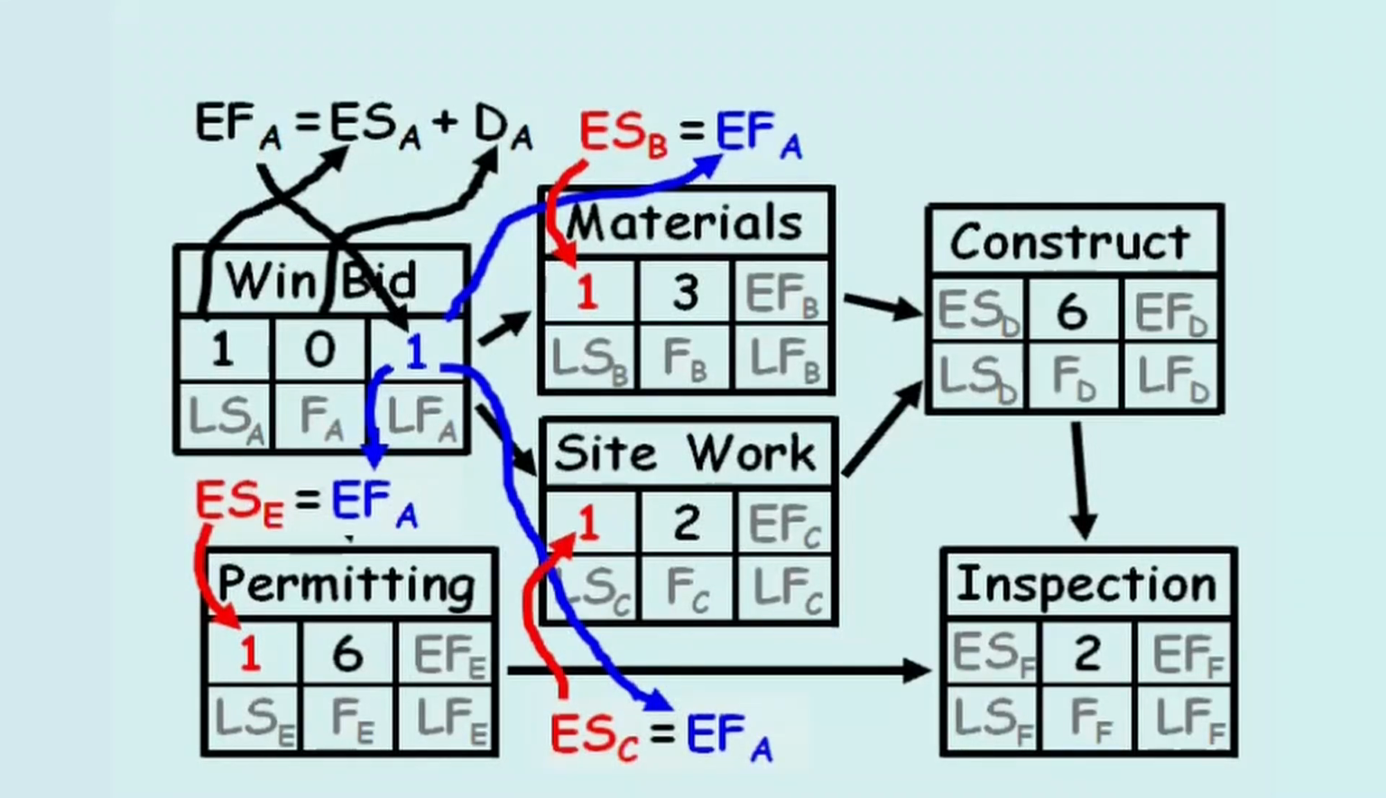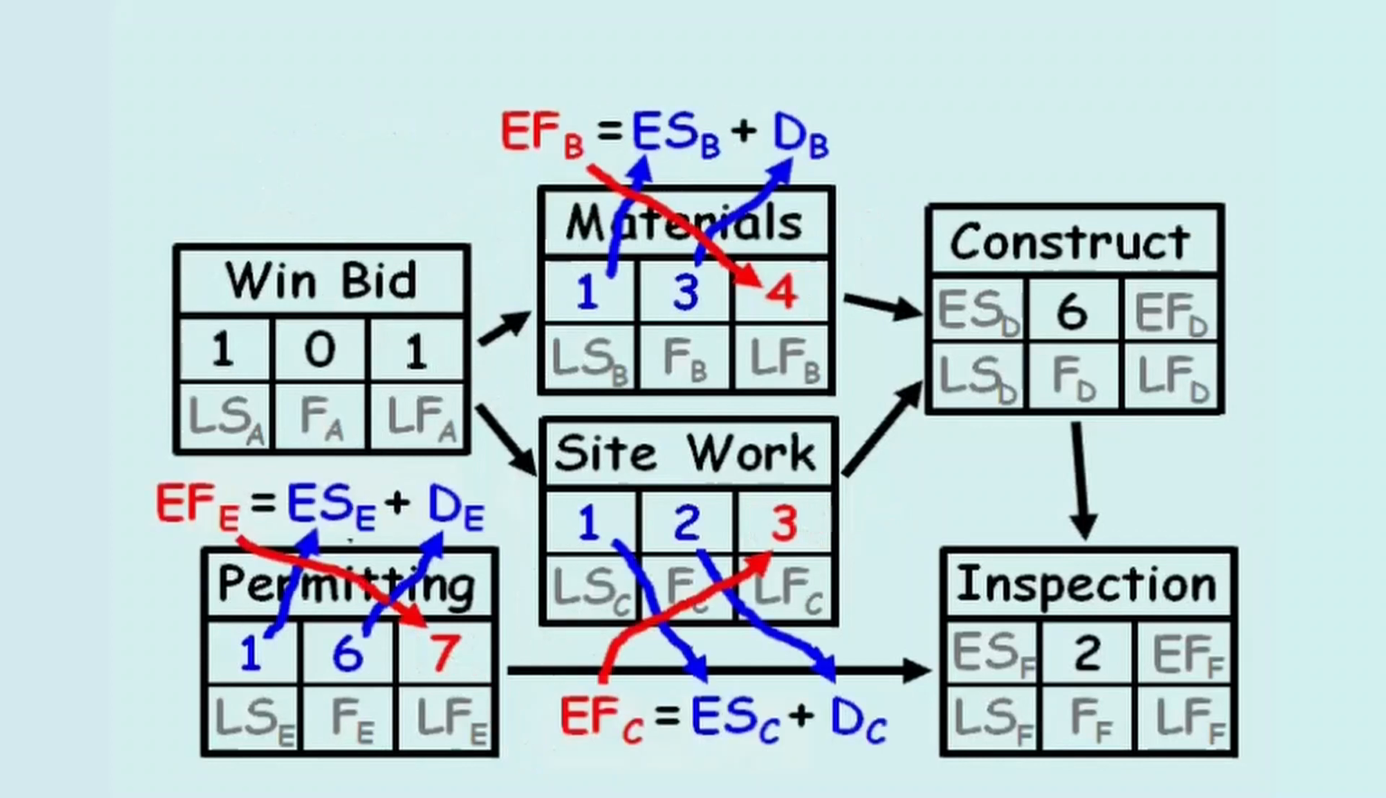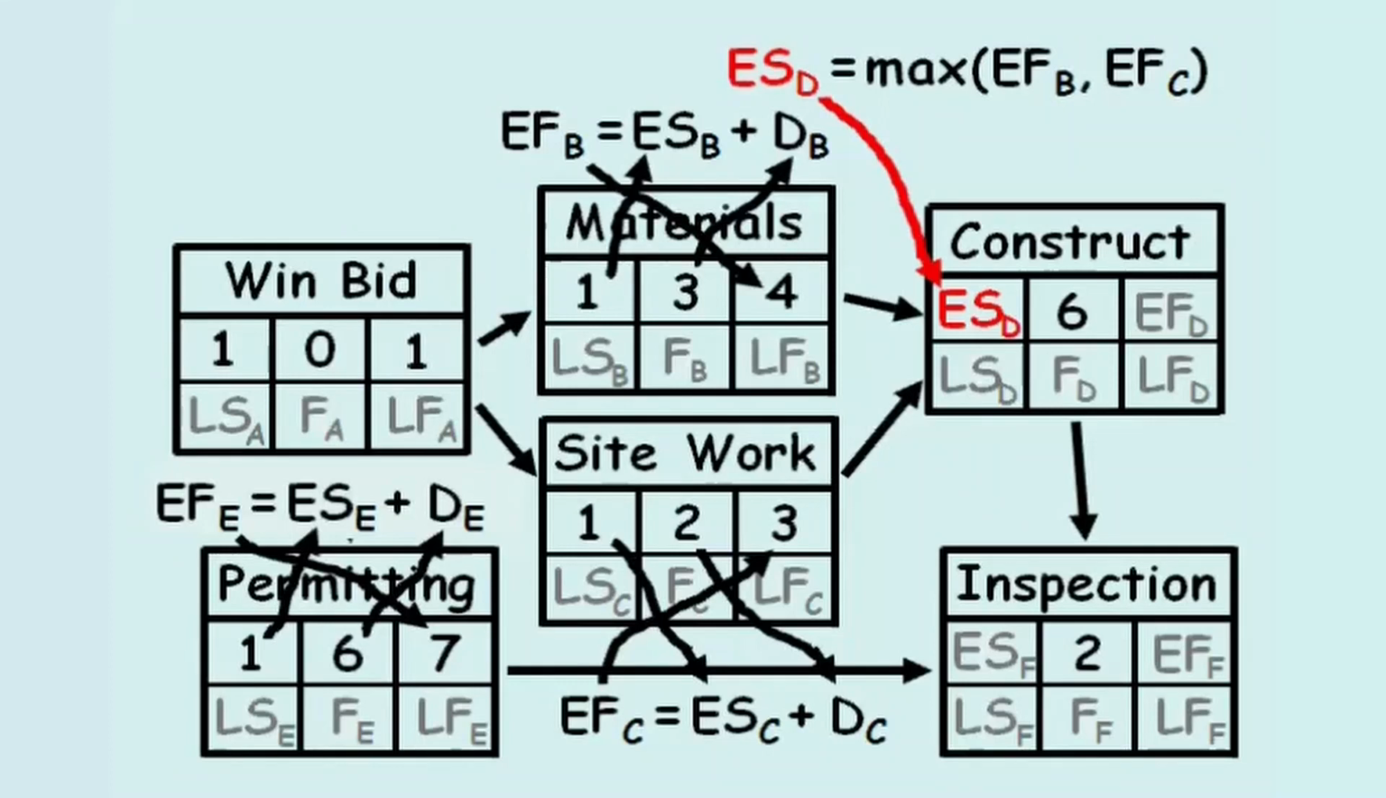The early finishes of the activities of materials, site work, and permitting are computed by adding the early start and duration for these three activities. The early start of construction equals the largest value between the early finish of materials and the early finish of site work, which equals 4. And this makes the early finish of construction equal to 10.